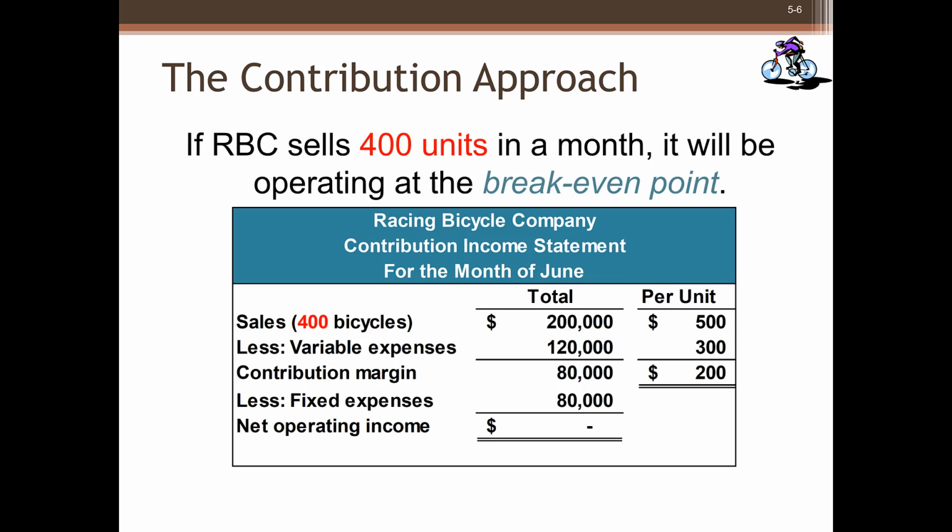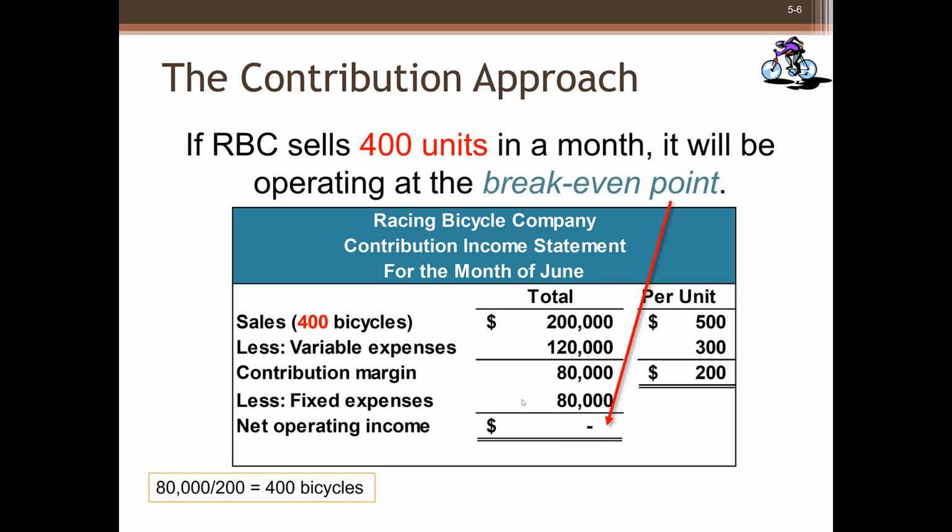If we want to see how many units should be sold by RBC to reach the break-even point, from the income statement here, we can see if RBC sells 400 bicycles, then total sales are $200,000, minus variable expenses of $300 per unit multiplied by 400, which gives $120,000. And the contribution margin is $80,000, fixed expenses are $80,000, so net operating income is 0.